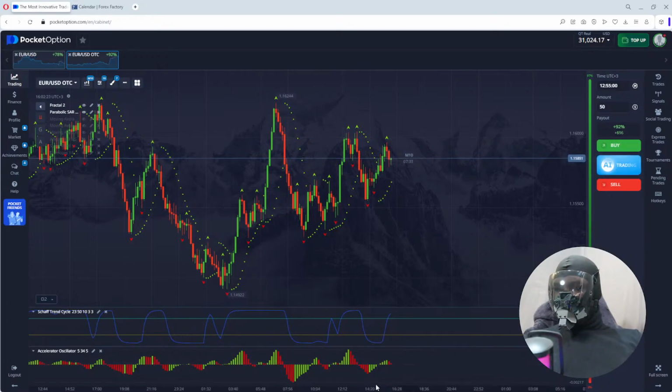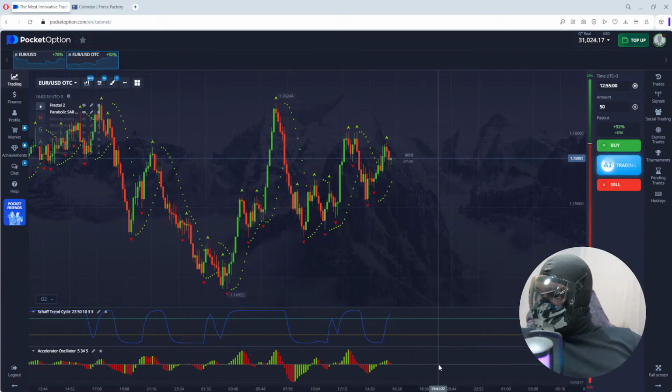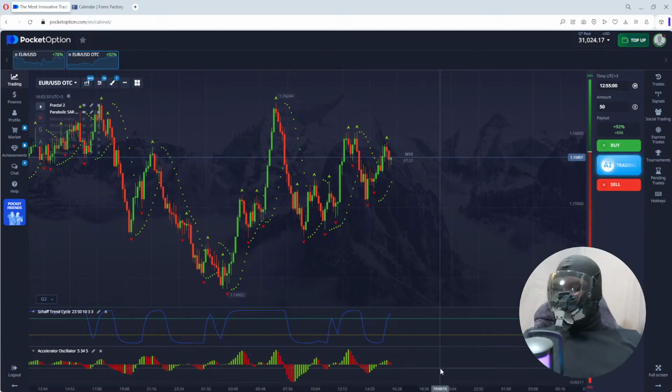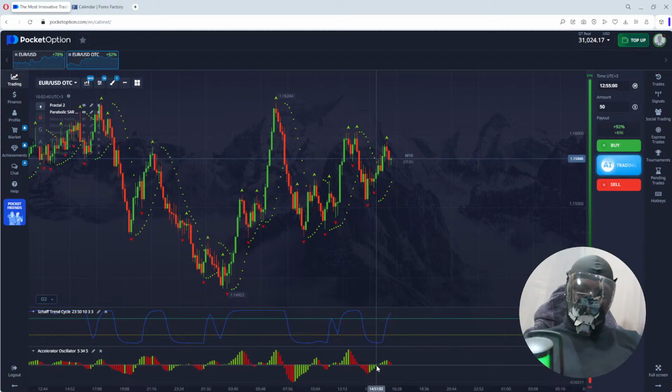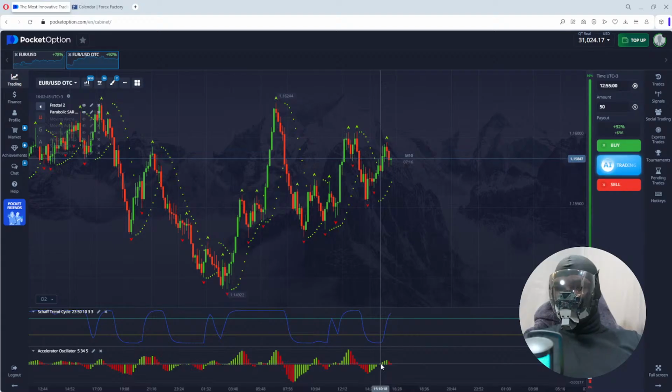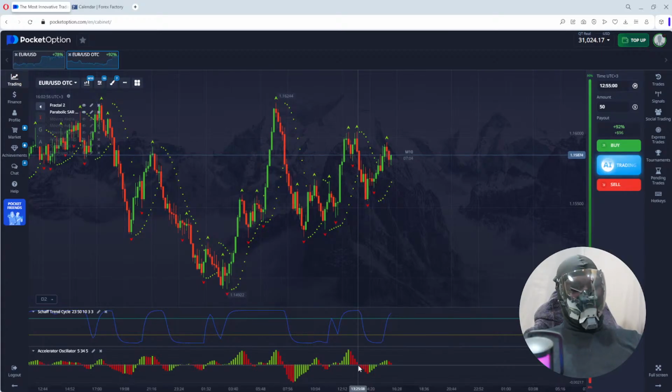In the Accelerator Oscillator, we have several signals. There's the zero line. Here, let me move my drink. Okay, there we go. We've got the zero line right here. When it crosses from the bottom up, it gives us a signal that it's going up, an upward trend, upward momentum. But when it crosses the zero line from upward to downward, that gives us a clue that it should be going downward.